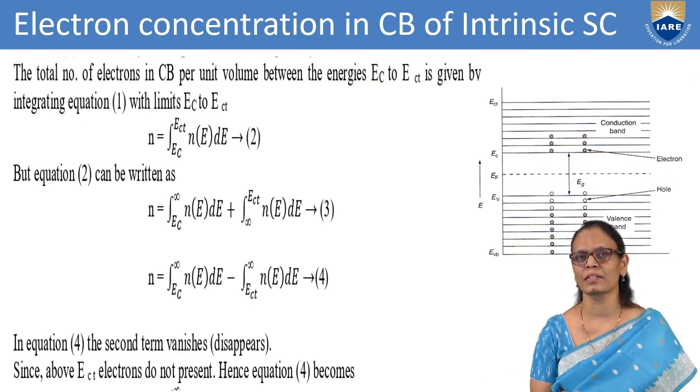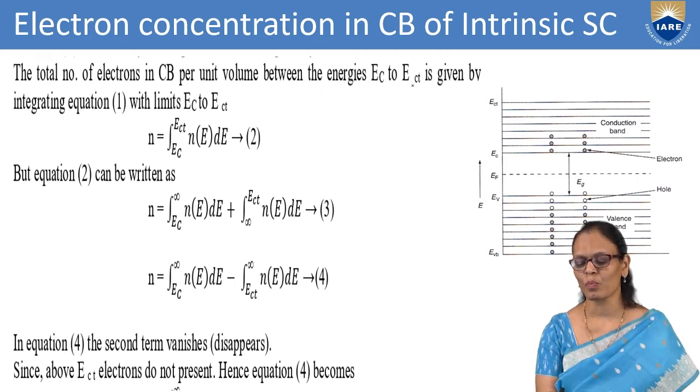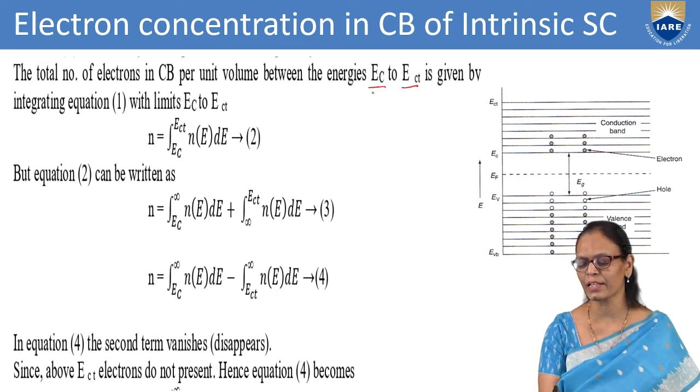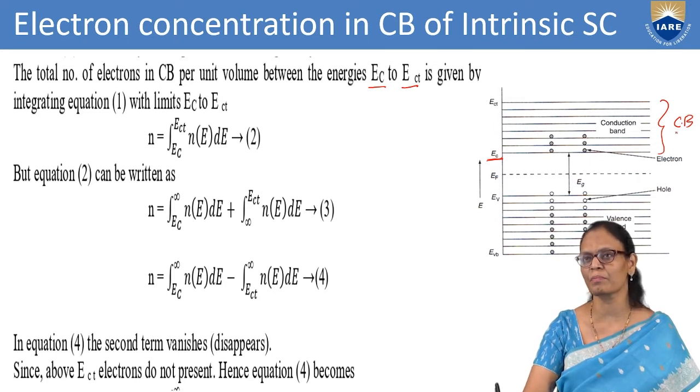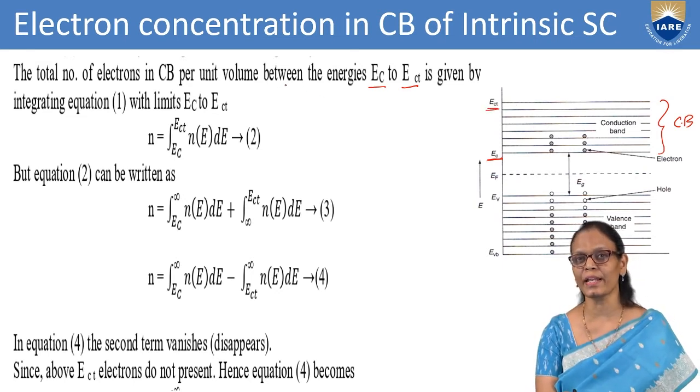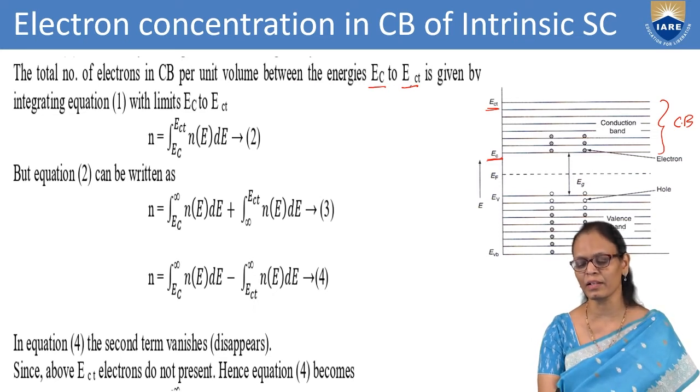So now where do we start? The total number of electrons in the conduction band per unit volume between the energies Ec to Ec top. Why are we talking about Ec to Ec top here? When we see the lowest energy level in the conduction band, this is the conduction band. Now we are calculating the number of electrons in the conduction band. So this is the lower level Ec and this is the highest level. So we are trying to get the electrons between the energies Ec and Ec top, and that is given by integration.